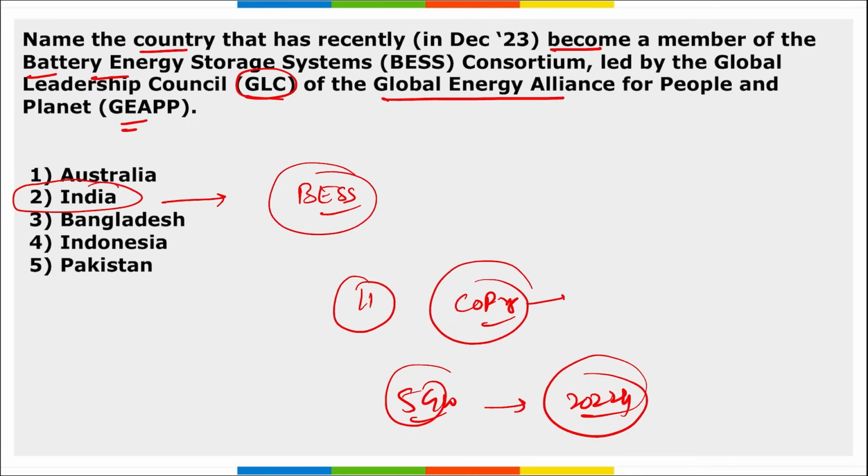If we talk about this COP28, where was this held? It was held in Dubai, UAE.